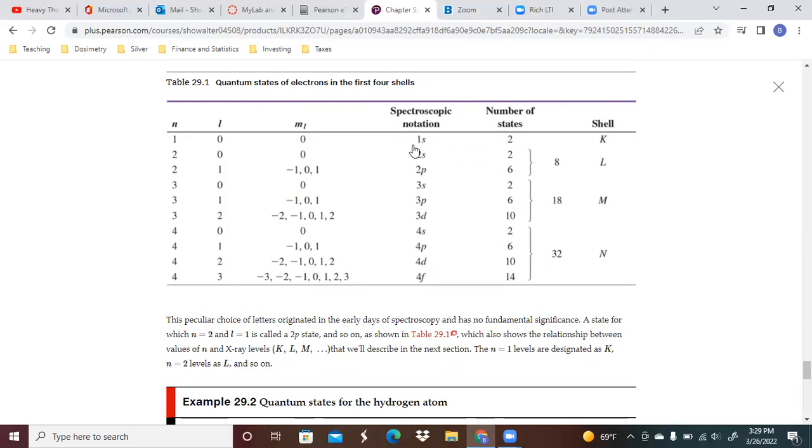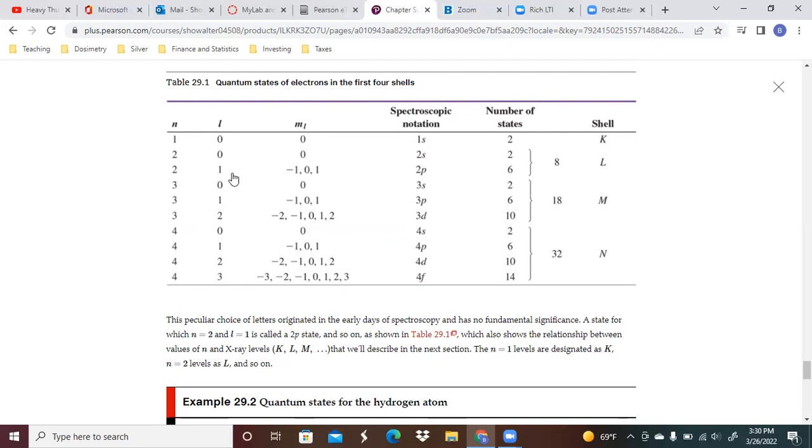In spectroscopic notation, you've got an energy level there of 1, and the value of l in this case, since it is 0, is given by the letter s. And you have two states here: one with a positive 1/2 spin, and the other with a negative 1/2 spin. The shell is going to be K. Then you can see the additional energy levels here, and they go from 2, 3, 4 on up.